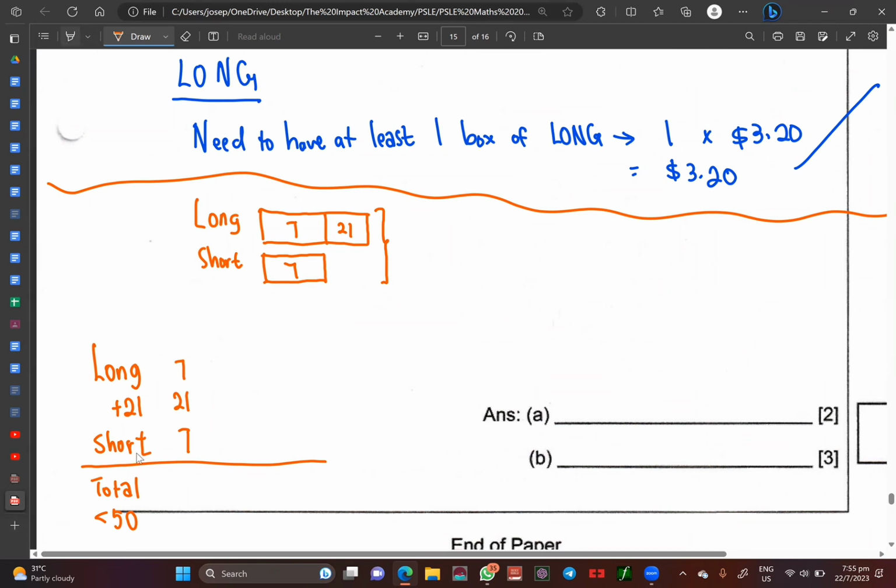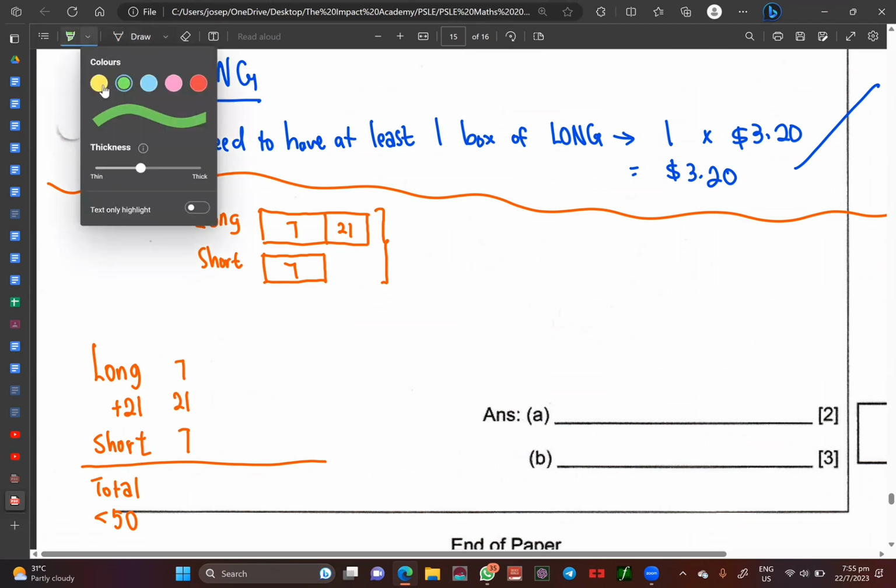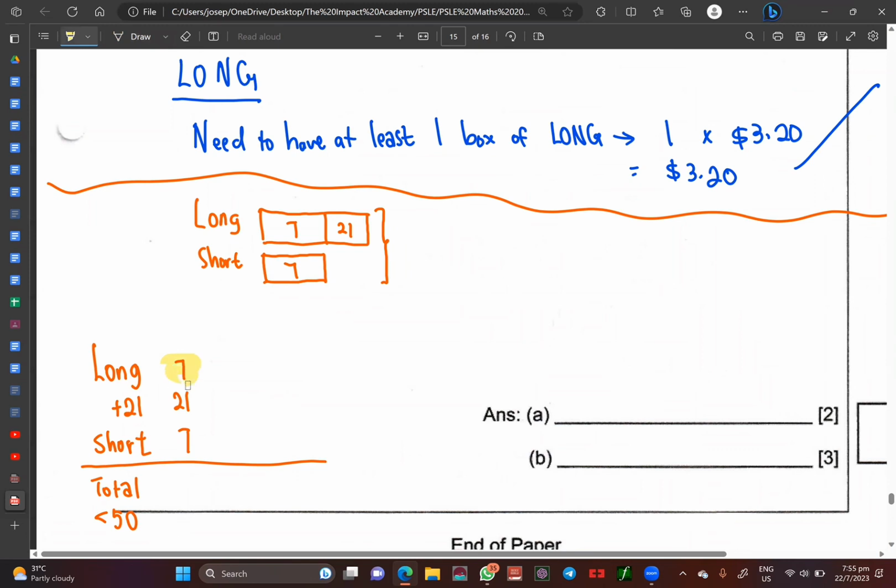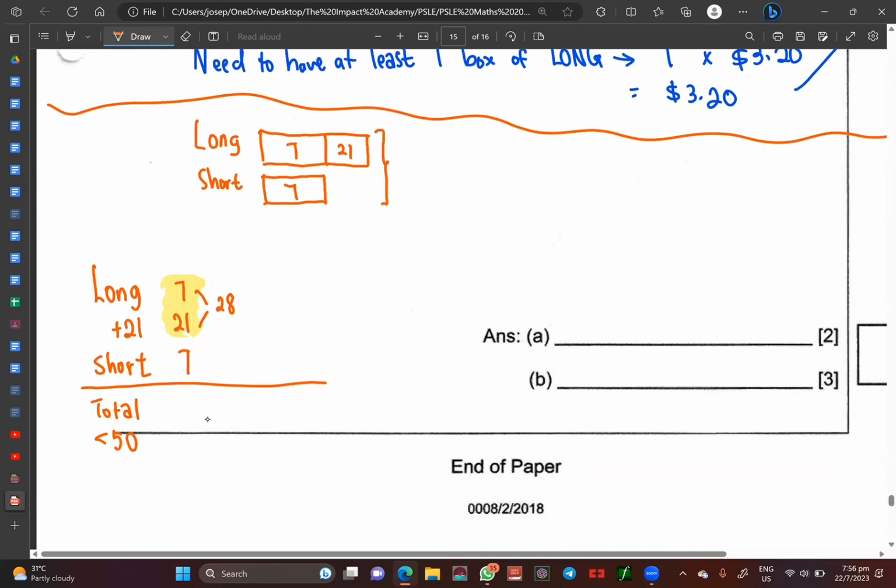As you can see over here, this is the total number of long candles. Let's add them up together. 7 plus 21 is 28. I have 28 long candles. 28 plus 7 is 35. And my difference must be 21, which is already over there.